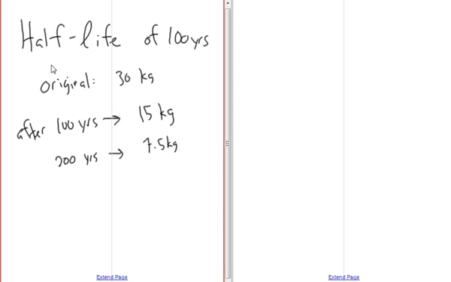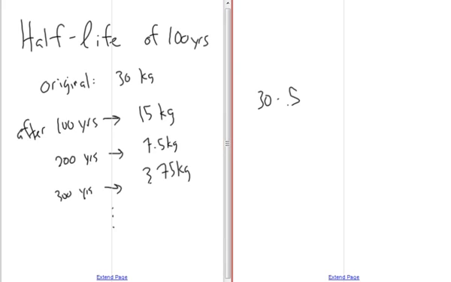After 200 years from that starting point, you would have half again of what you had there. So it's not like it's all gone in double the half-life. You just drop down to 7.5 after the next 100 years, and then 300 years from your starting point, you have 3.75 kilograms. So part of the idea is it never completely goes away. It's always there a little bit, but just diminishing by half every 100 years. So that kind of gives you an idea about what's going on.